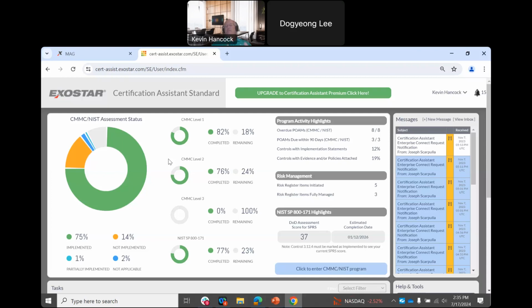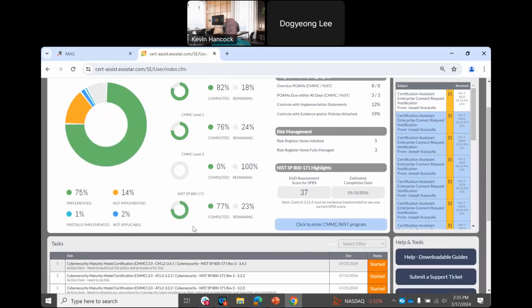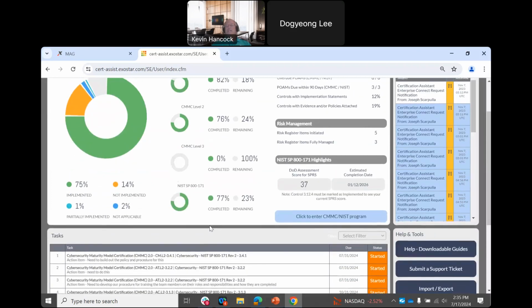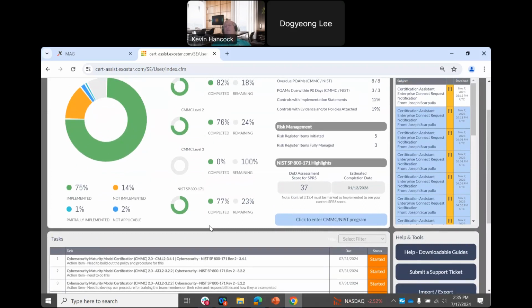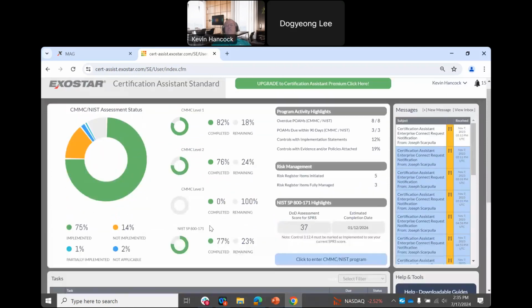If I don't have it implemented, I can create a POAM and a task associated to that POAM, and I can manage it to closure. So as you see, this current organization, right, we've got an SPRS score of 37. So, we're not ready yet to go to an assessor. We've got some work to do, and I'm going to kind of walk you through how we're going to do that.